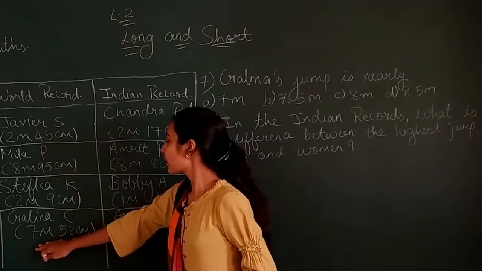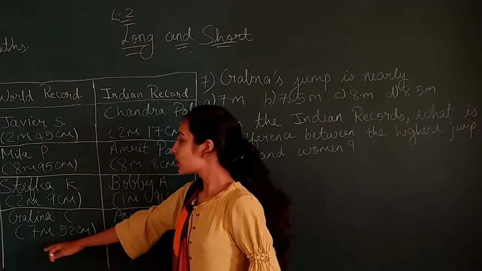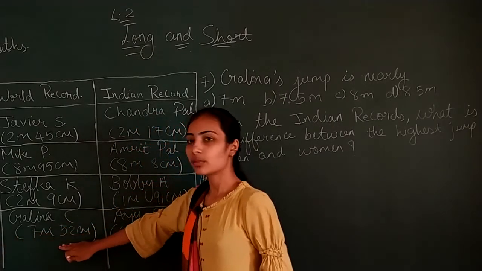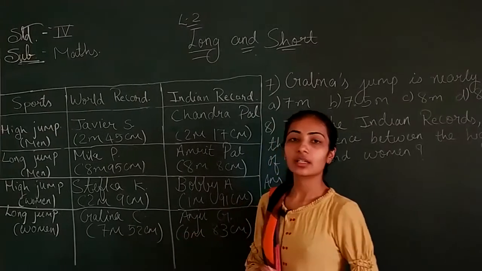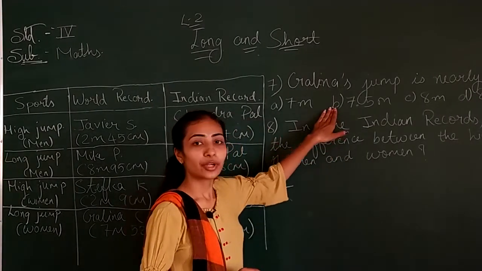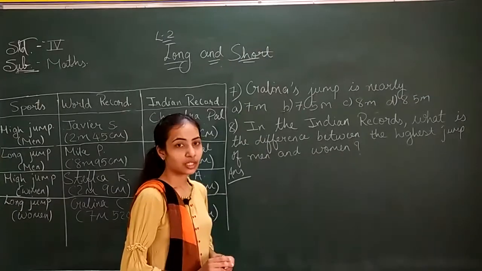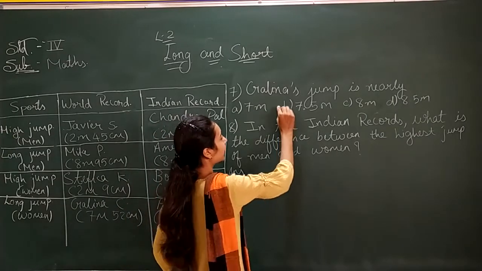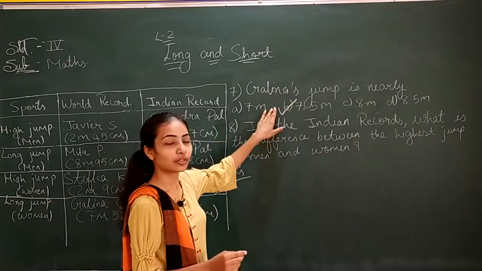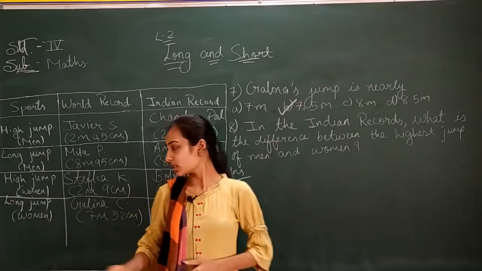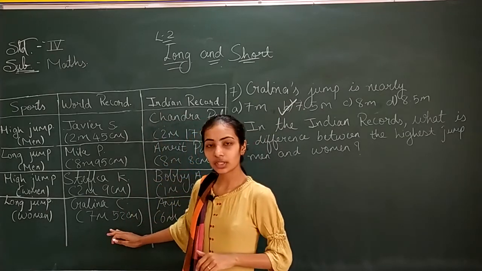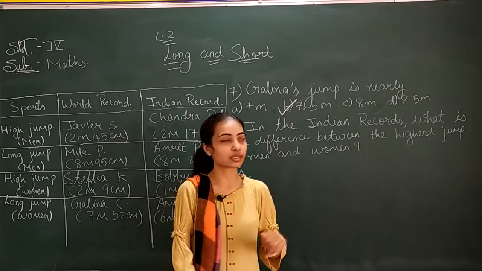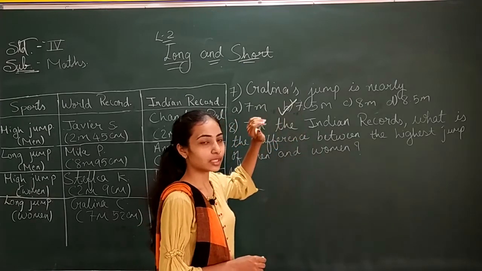Galina is doing 7 meter 52 centimeter. Her long jump is of 7 meter 52 centimeter. Then it is nearly 7.5. So our answer is 7.5 meter. We will tick for 7.5 because 7 meter 52 centimeter is 7.52 meters. So our answer is 7.5 meter.